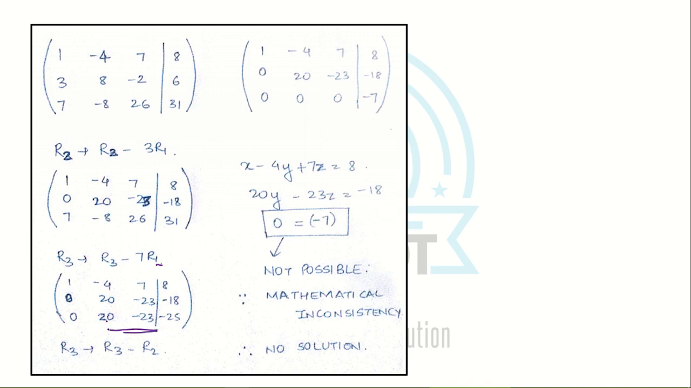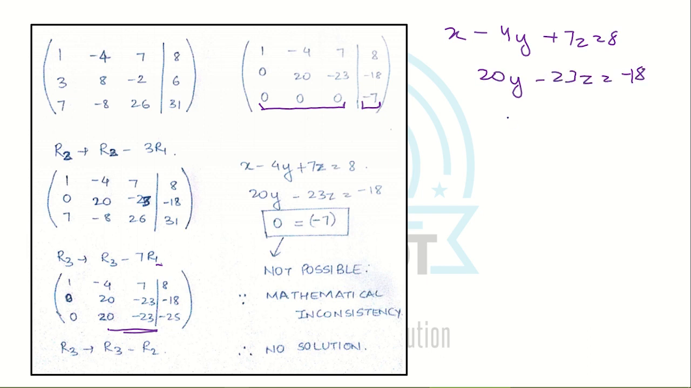Now here is where it is very interesting to contrast the two problems that we have discussed so far. In the earlier problem, you had these two rows as identical rows, and you simply said that if you subtract one from the other, one of them is reduced to a row of zeros, and then you solve the equations. Now here what is going to happen is not that. When you say R3 goes to R3 minus R2, you have a row of zeros here, but you don't have a zero here. Which means that when you open this system of equations out, you would have x minus 4y plus 7z is equal to 8, 20y minus 23z is equal to minus 18, but you would have 0 equal to minus 7. This is not possible. This is a mathematical inconsistency.